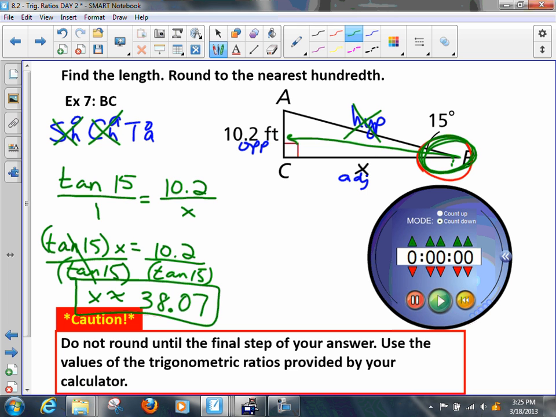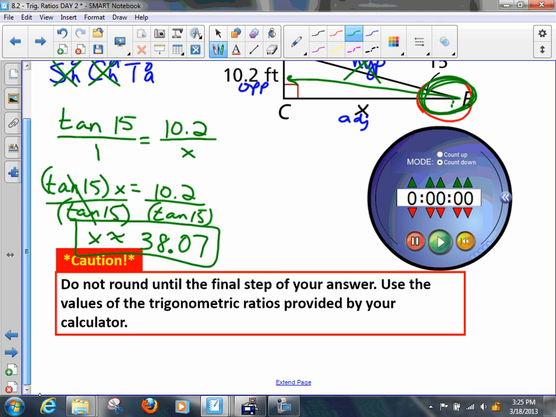Do you see how we do the same thing over and over again? Here's what you're going to do. Do not round until the final step of your answer. Use the values of the trig ratios provided by your calculator. Meaning, put all this stuff in the calculator and be a parentheses ninja. If you try to round at any point except for the end, you're not going to get the right answer. Period. There's no other way around that.